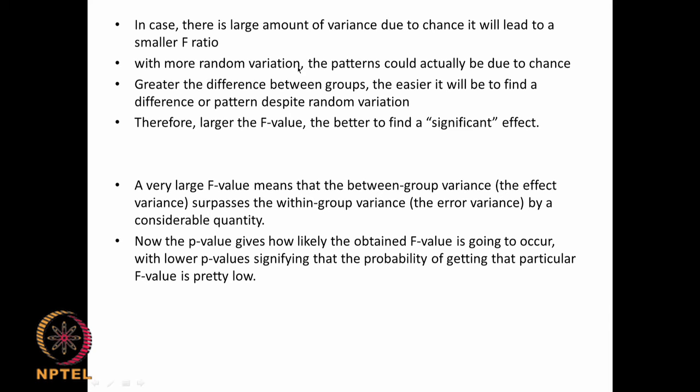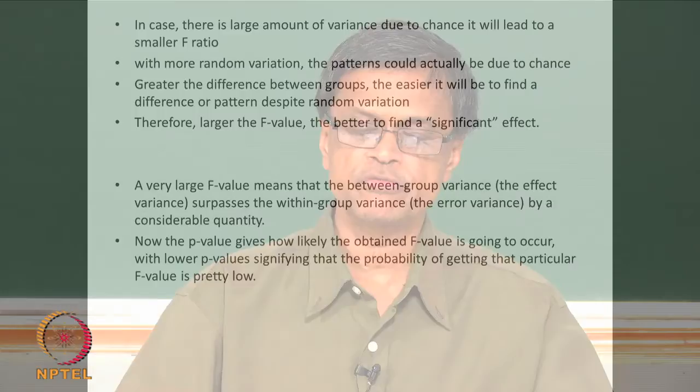With more random variation, the patterns could actually be due to chance. The greater the difference between the groups, the easier it will be to find a difference or pattern despite random variation. But if the variation between 2 sets of samples is small and the repeatability variation is large, then I will not be able to do that, because my F ratio will come out very small.